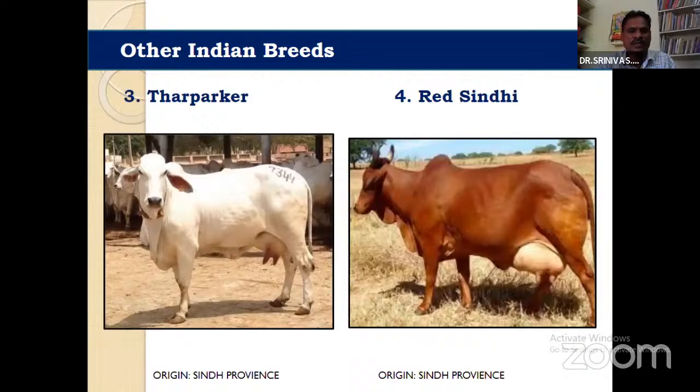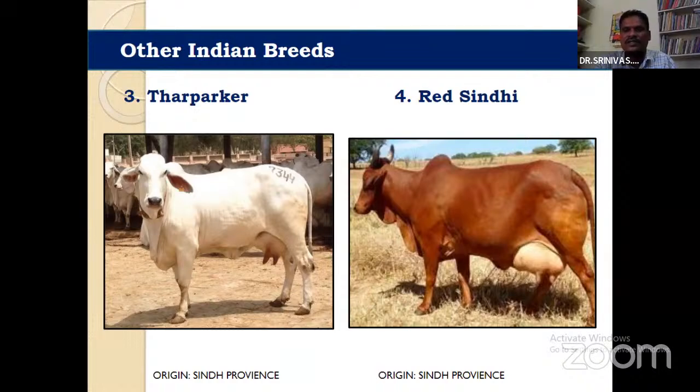Next breed is the Tharparkar. Tharparkar is also a good breed of milk, and it's used for draught purposes also. Compared to Gir and Sahiwal, it gives less milk. It is found in Sindh province and the borders of Punjab and Rajasthan areas. It's also white. You can see white colors, gray colors, and a very majestic look in the slides also.